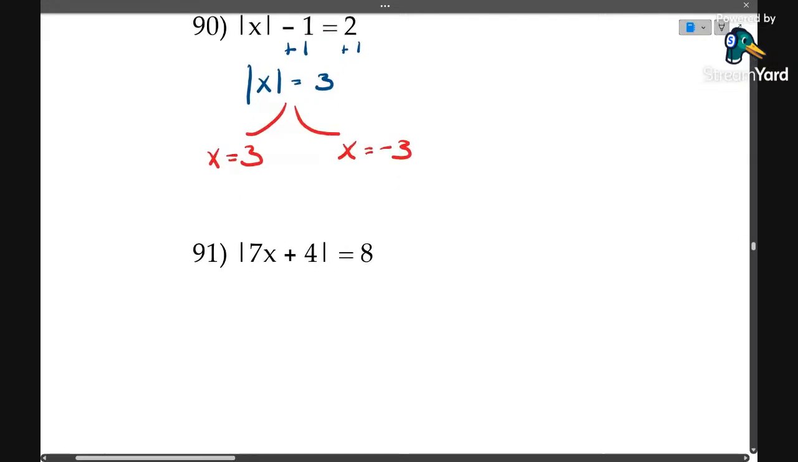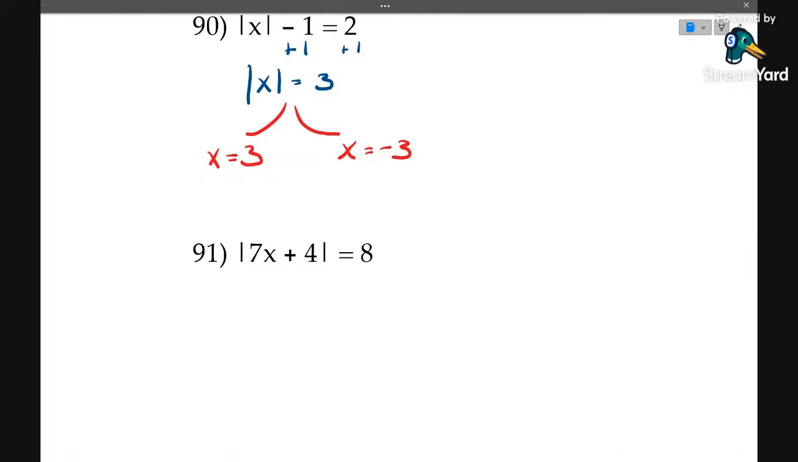Here, our absolute value expression is already isolated. And so again, anything that will give me an absolute value of 8 is either 8 or negative 8. So as long as 7x plus 4 equals 8 or negative 8, then it's a valid solution for x. So we're going to split it into two equations to figure out what could possibly cause our 7x plus 4 to equal 8 or negative 8. We'll solve for both of these.